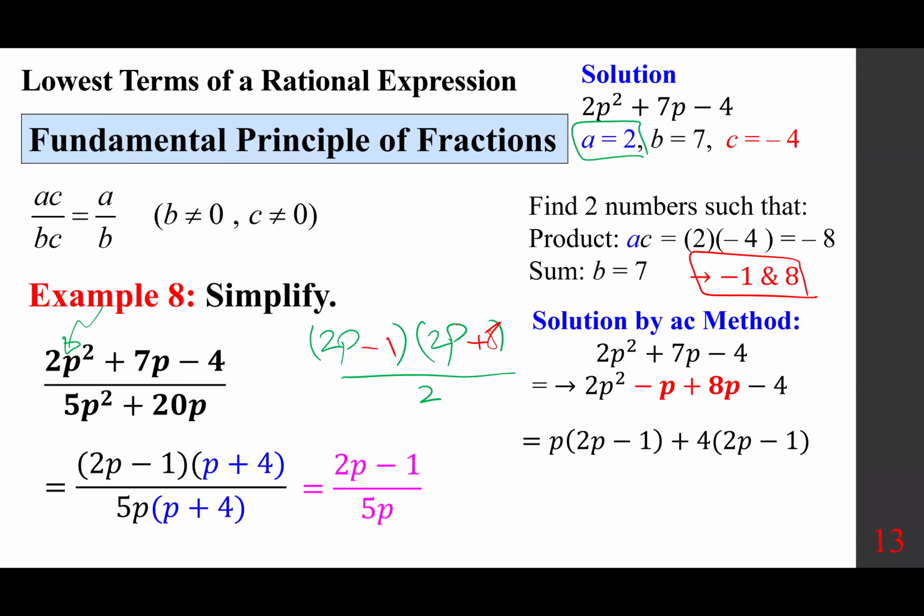And I hope you see that this one is 2 times P plus 4. These two cancel each other. And we get 2P minus 1 times P plus 4, the same thing. So this is a method that I believe makes it a tad easier than any other method for factoring when A is not equal to 1.